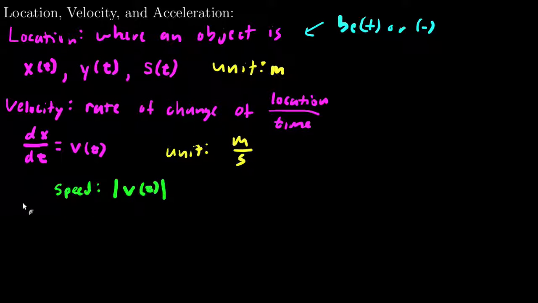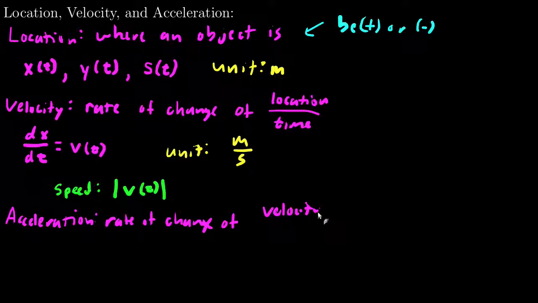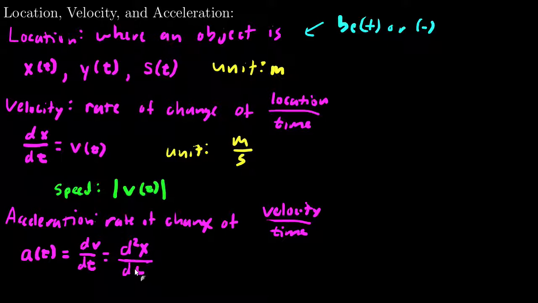Alright, finally for this slide, acceleration. And this is just the rate of change of velocity over time. And so the variable usually used will be a of t. And that's going to be the derivative of v with respect to t. Or, since v was the first derivative of x, this will actually be the same thing as the second derivative of location with respect to time.